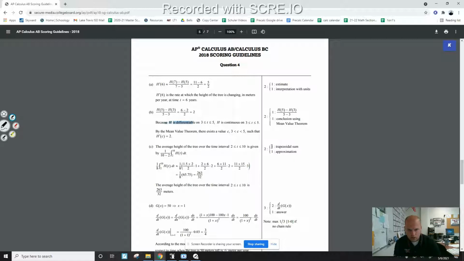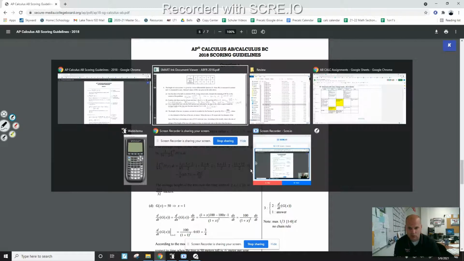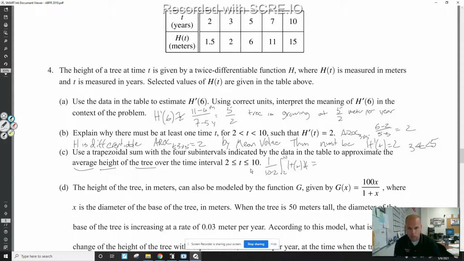Part C, you get 1 point for the correct trapezoidal Riemann sum. Look at this fraction. Don't spend time finding that. That's ridiculous. But you get 1 point for having the 1/8 and then all of this work. We had the 1/8, all of the work. I'm done. I'm not going to bother doing the work.